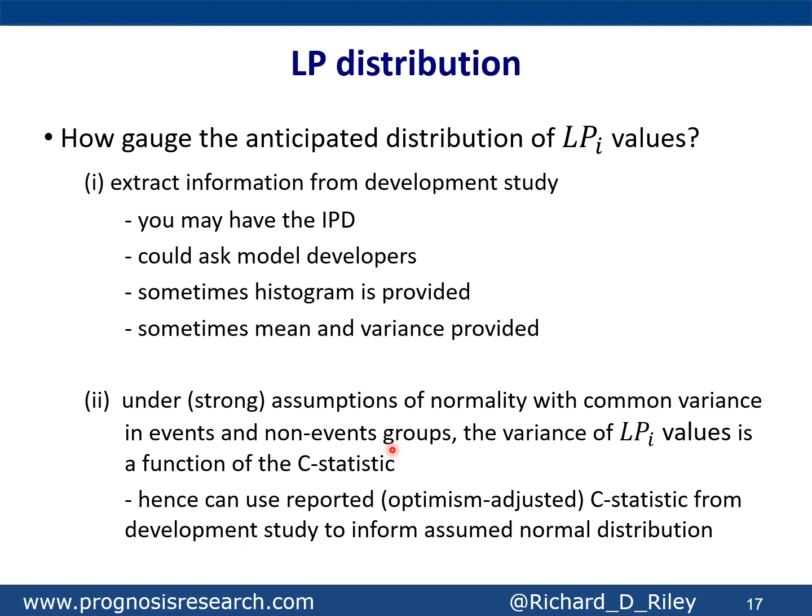If you don't have a histogram like that, and you don't have means and variances or the IPD, you may want to then go to a stronger assumption, which is to assume that the distributions of the linear predictor in those with the outcome and those without the outcome are normally distributed with a common variance. Because in that situation, what we can use is the C statistic, the area under the curve, which is nearly always provided in model development studies. And that would then inform the variance of the linear predictor. And as we show in the paper, we can use that information to get the distribution in terms of the mean and the variance, assuming normality. So this is sort of a last resort, but often that may be the only thing we can do if we can't get any other information.